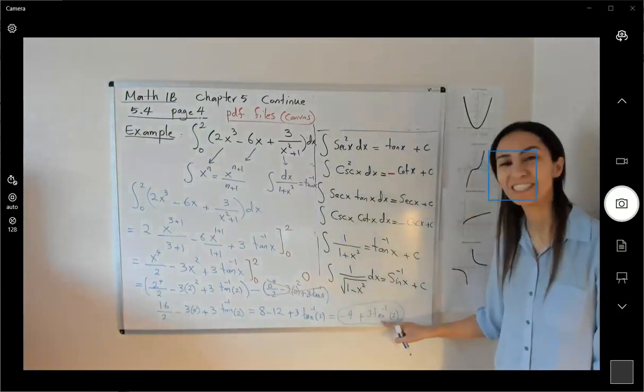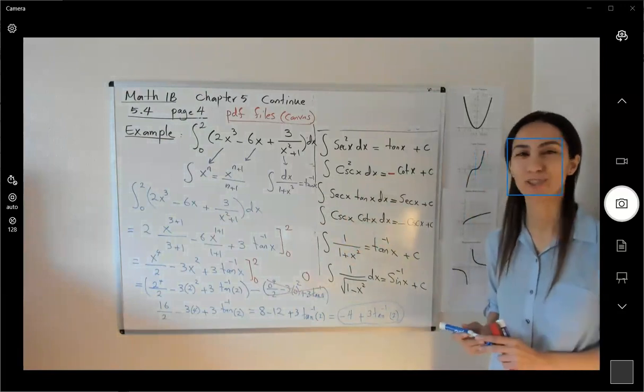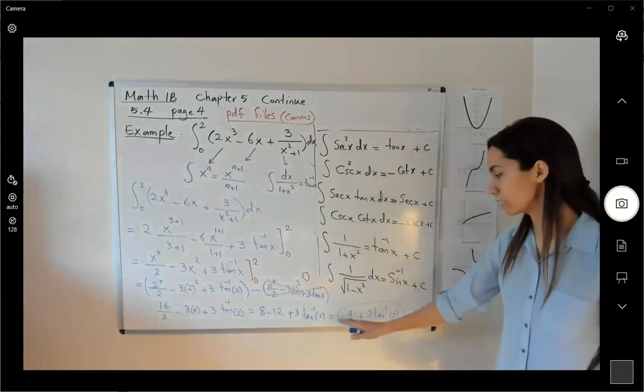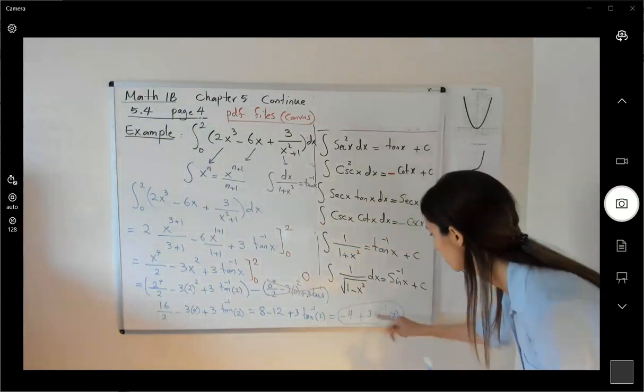If you want to calculate inverse tangent of 2, you have to use your calculator. And on the exam, we can leave it as it is. So this is inverse tangent.